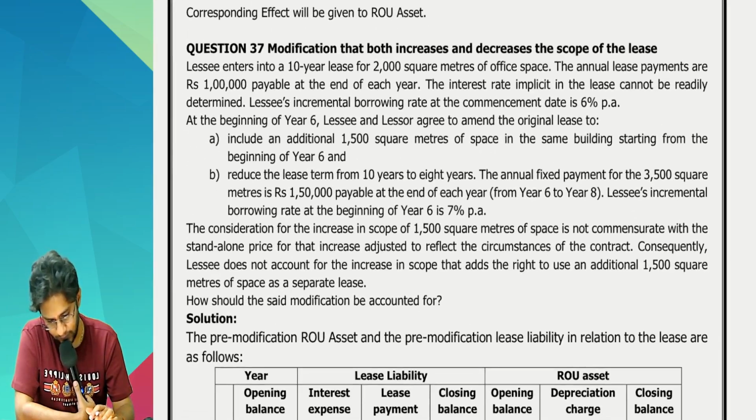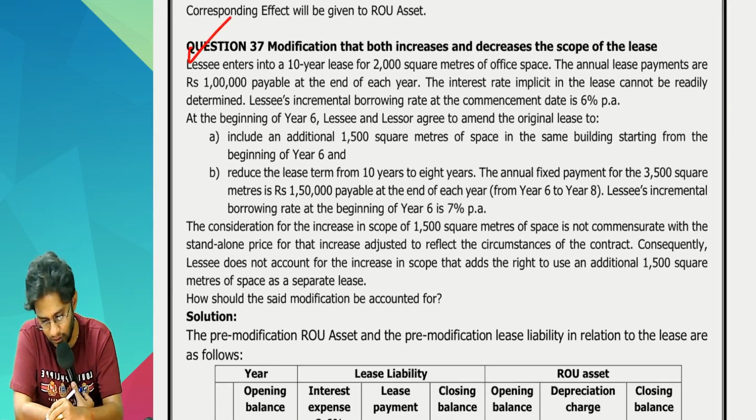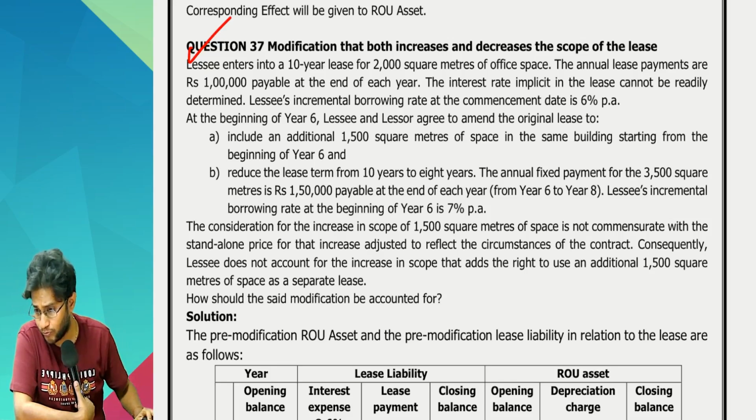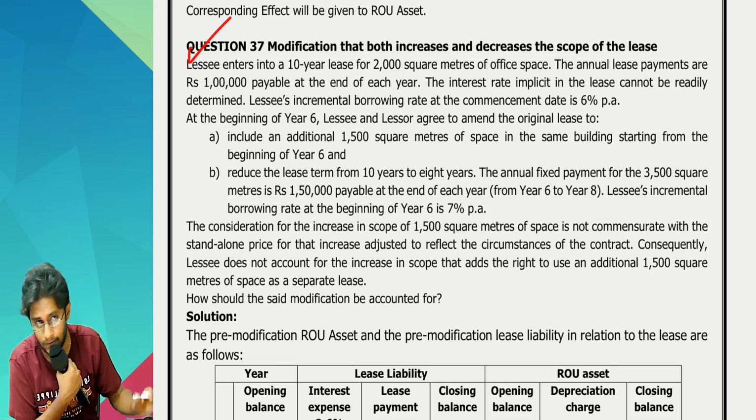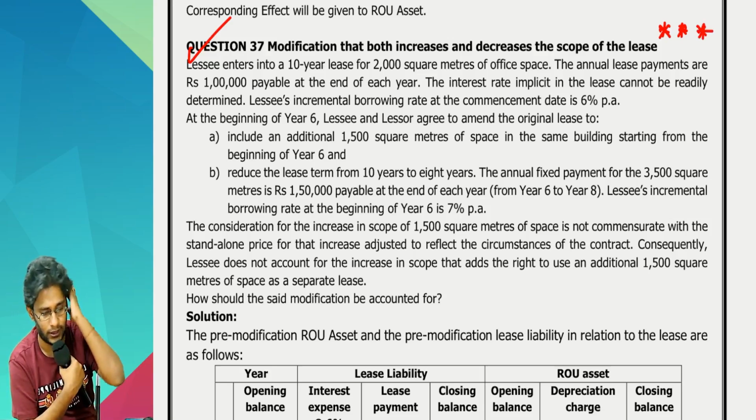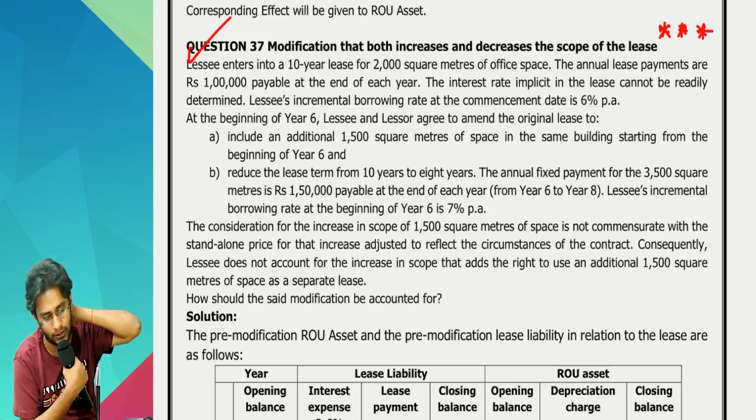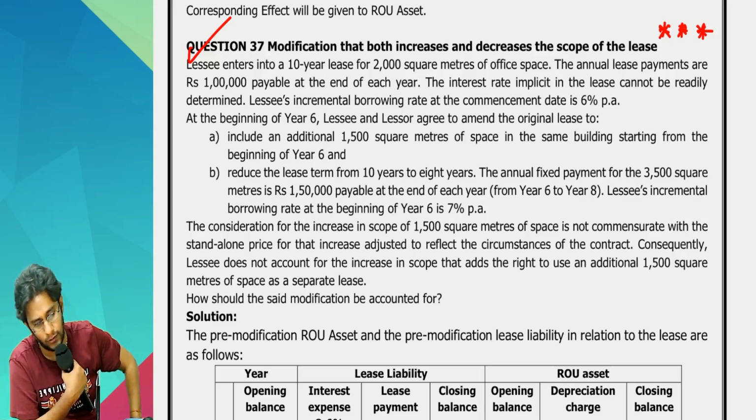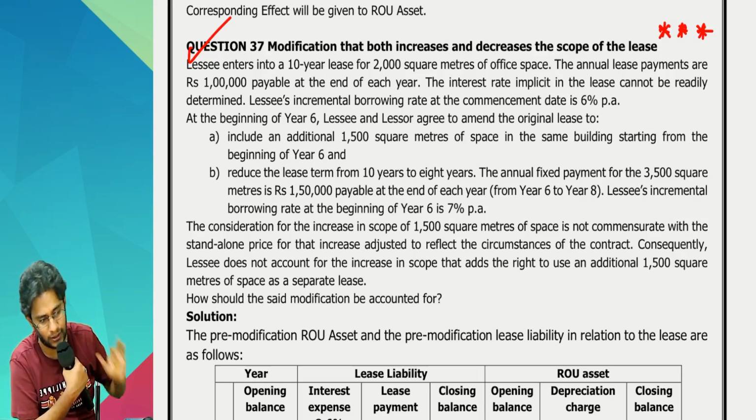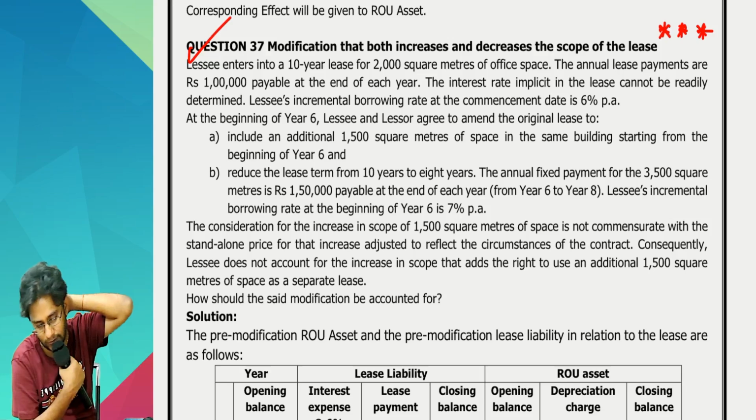Not this one, this one. Lessee enters into a 10-year lease. Mark this important, sir. It's a good one. Lessee enters into a 10-year lease for 2,000 square meters of office space. The annual lease payments are 1 lakh, payable at the end of each year. The rate implicit in the lease cannot be readily determined, therefore the IBR he is using is 6%.